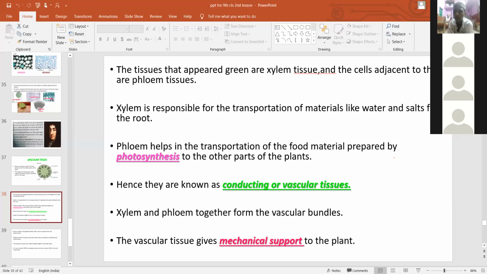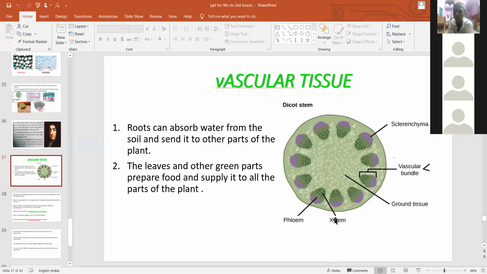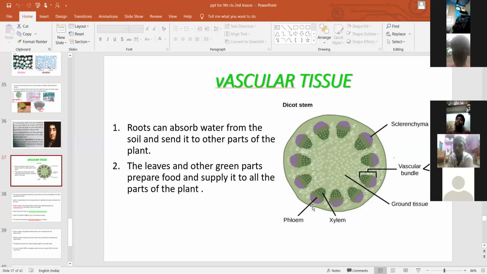It gives some support to the plant body. Next, see the diagram. The xylem is responsible for the transportation of materials like water and mineral salts from the soil. Next, the phloem is helpful for the transportation of food materials.